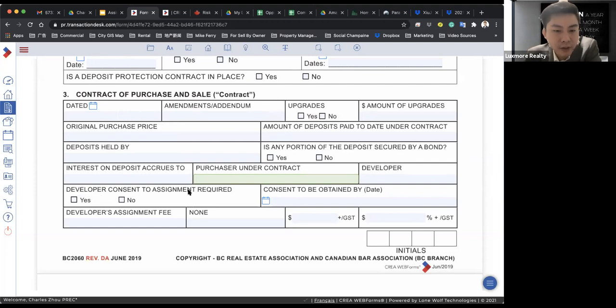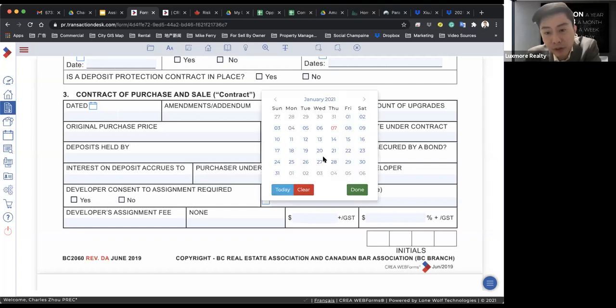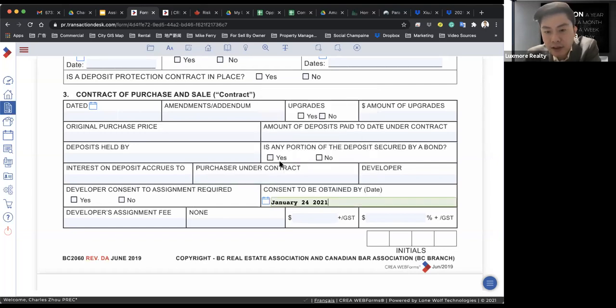Developer consent to assign is required. 99% of the time, you circle yes. And consent to be obtained is kind of like the subject removal date. So for example, you put a date here. Normally it takes about 30 days for the developer to issue you the consent. So don't put 2 weeks, put a minimum of 1 month for this date.